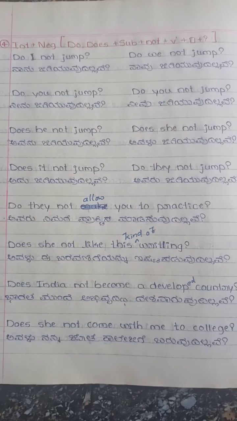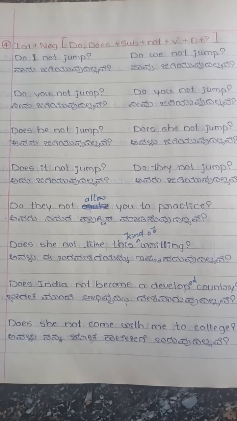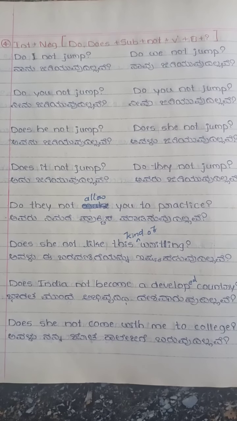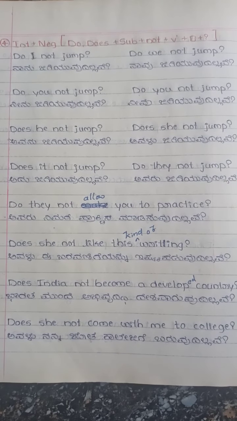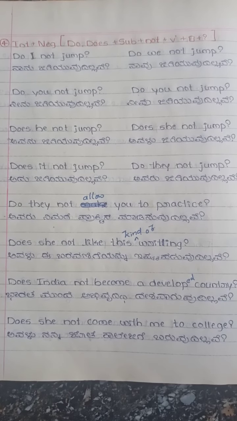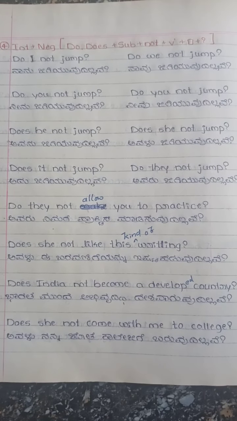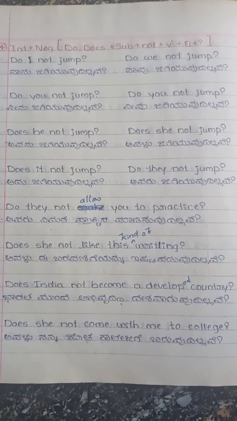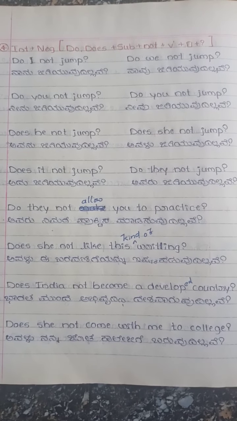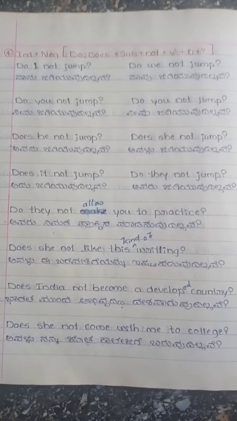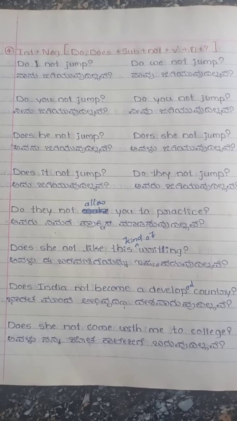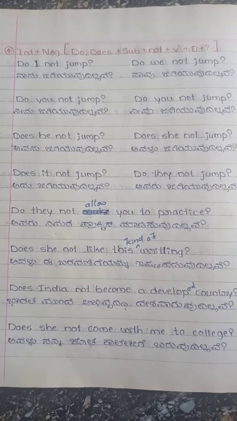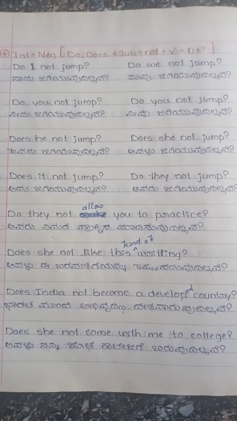The first one, do I not jump? Second one, do we not jump? Do you not jump? Does he not jump? Does she not jump? Does it not jump? Do they not jump? I hope you come to know where exactly the helping verb does comes and do comes in these examples.